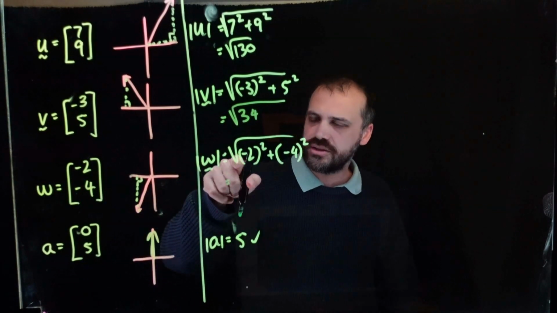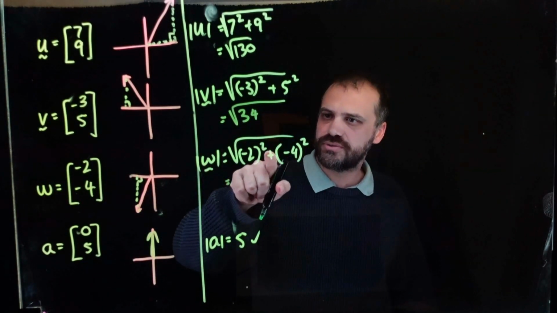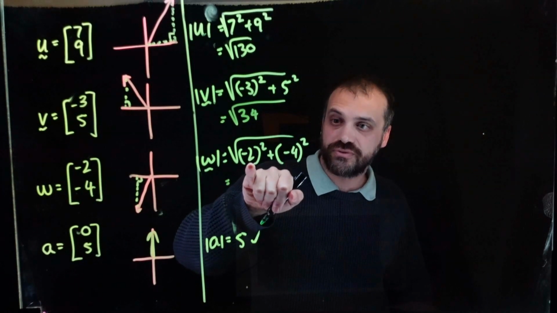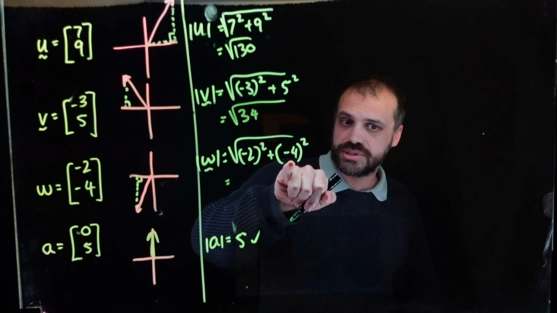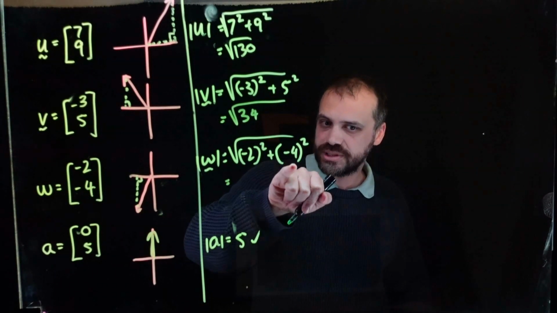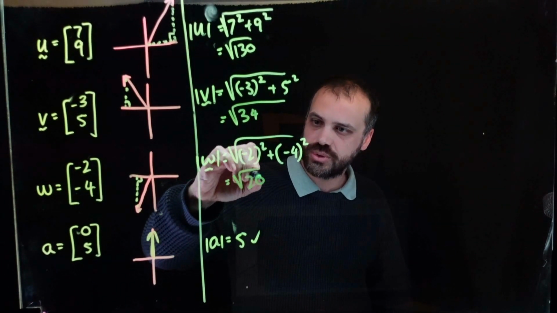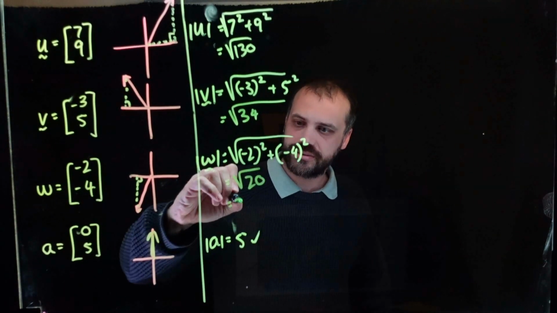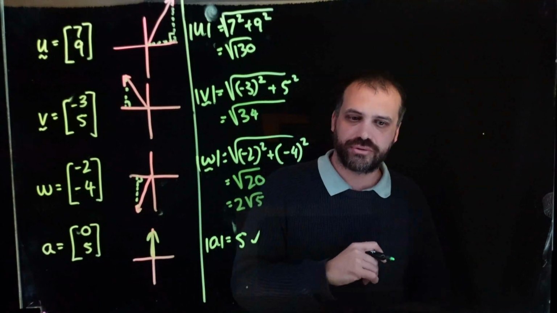Okay, here, root -2 squared plus -4 squared. So that's -2 times -2 is 4. -4 times -4 is 16. 4 plus 16 is root 20. Can that be simplified? Yes, it can. 2 root 5.